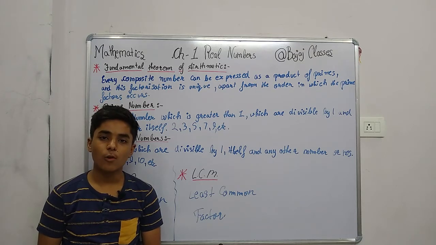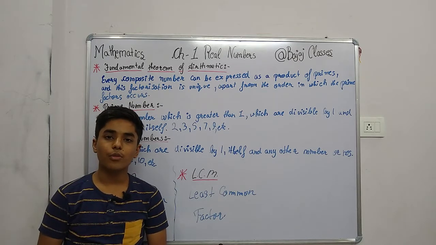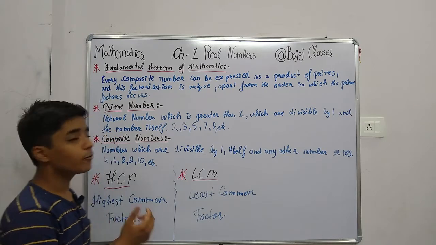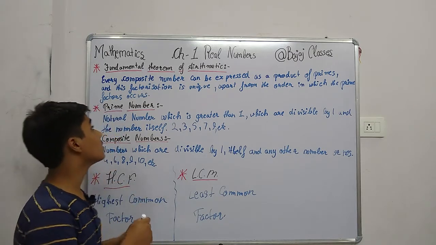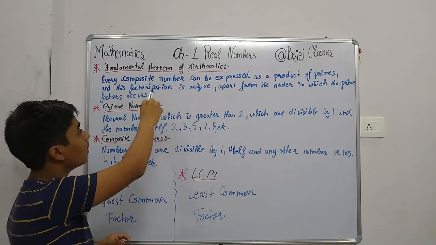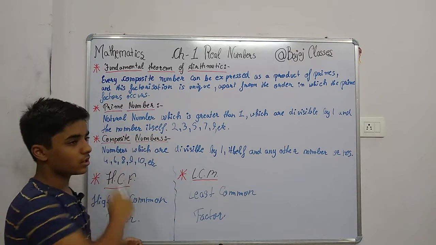Today this is our fourth lecture on mathematics chapter 1, that is real numbers. So what are we going to do today? We are going to read the concepts which will help in the next exercise. What is the fundamental theorem of arithmetic? And related to it, there are prime numbers and composite numbers.